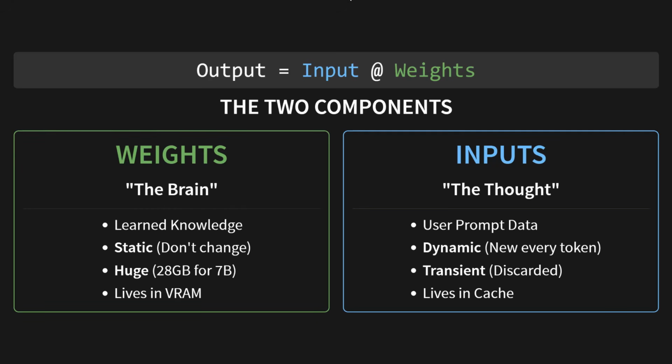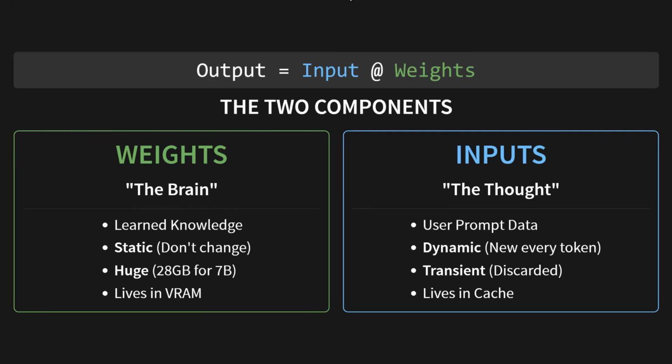Now what about the inputs? Think of these as the model's thought. This is the user prompt data, the stuff that's actively flowing through the model right now. This data is dynamic. It's new for every single token you generate. And it's transient. It's used for one calculation and then it's discarded. This data lives in the GPU's super-fast cache, but only for a moment.